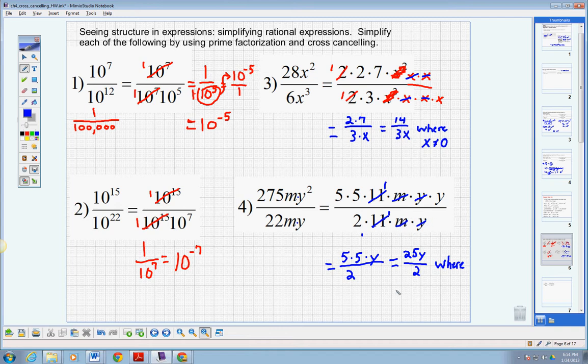And I can't have that undefined state, so m cannot equal 0 and y cannot equal 0. So I've got to make that statement.